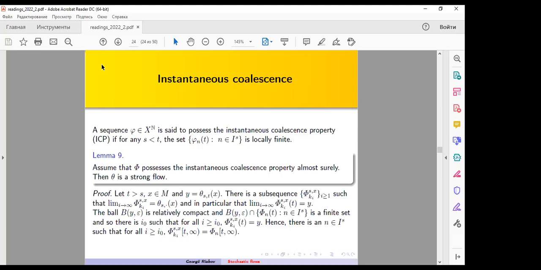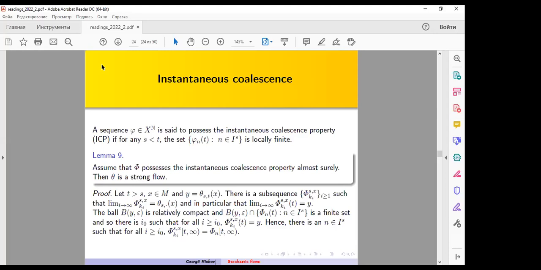Actually, in this case, the condition of the previous lemma holds, because if we denote theta_stx by y, we know that it is a limit of some approximations phi k_i, but in a neighborhood of y, there is only a finite set of values of phi. So this sequence of approximations simply must be equal to y starting from some i_0.